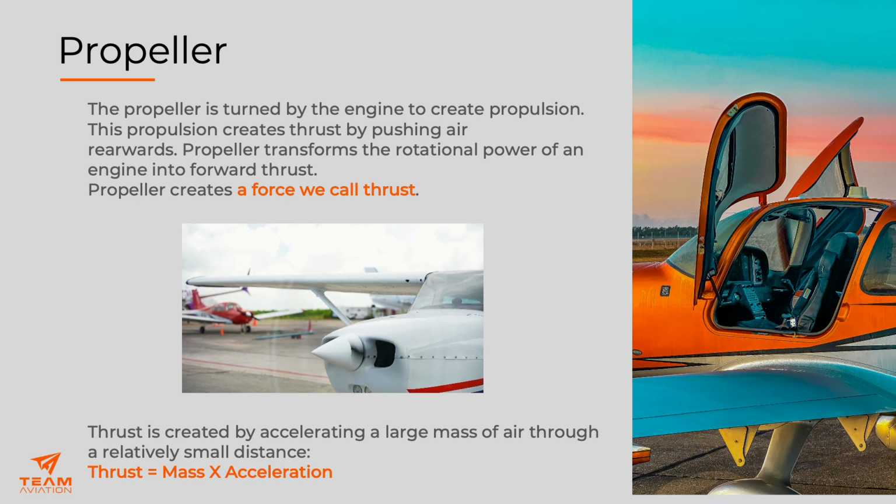A propeller generates thrust by spinning through the air, creating a difference in air pressure between the front and back of the blades. As the blade spins, it pushes air backwards, creating a force that propels the aircraft forward. This force is known as thrust and is what makes an aircraft move through the air. The faster the propeller spins, the greater the amount of thrust it generates, allowing the aircraft to fly faster and climb higher. In simple terms, thrust is generated by the propeller accelerating a large mass of air through a relatively small distance.